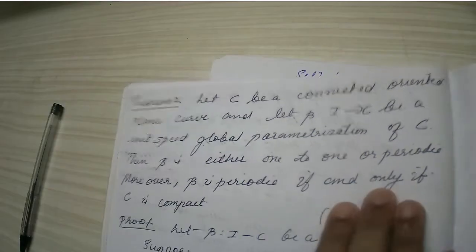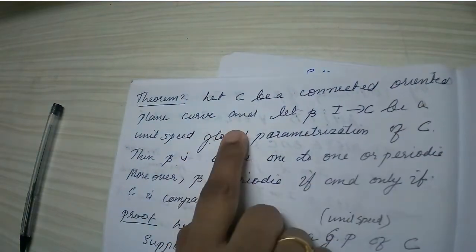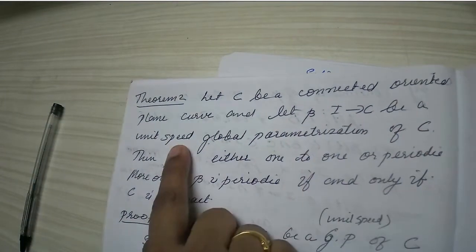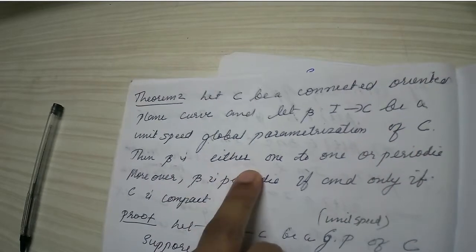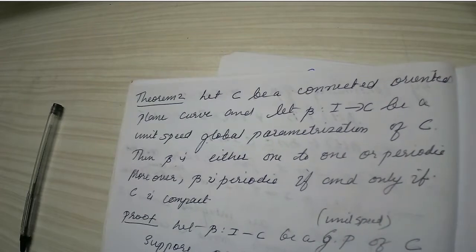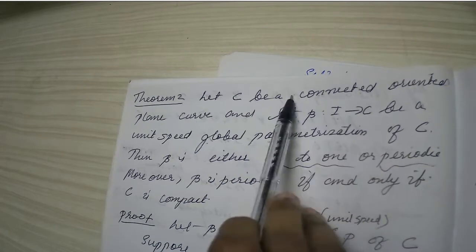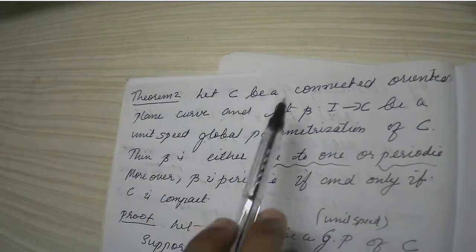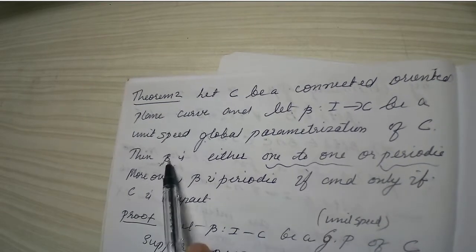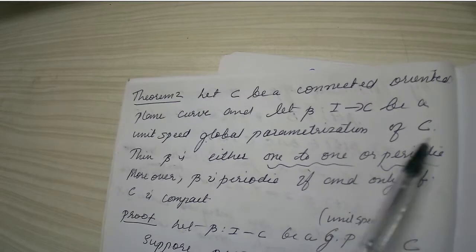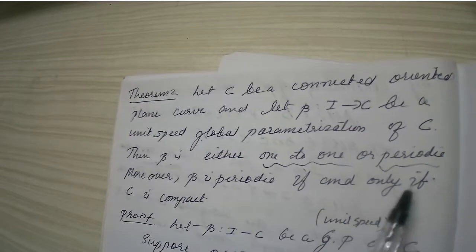Now we have Theorem 2. Let C be a connected oriented plane curve and β from I to C be a unit speed global parameterization of C. Then β is either one-to-one or periodic. This is what we have to prove first. If C is a connected oriented plane curve, we have proved that it will have a global parameterization, correct? So we have taken β as the unit speed global parameterization of C. We have to prove that such a global parameterization will be either one-one or periodic.